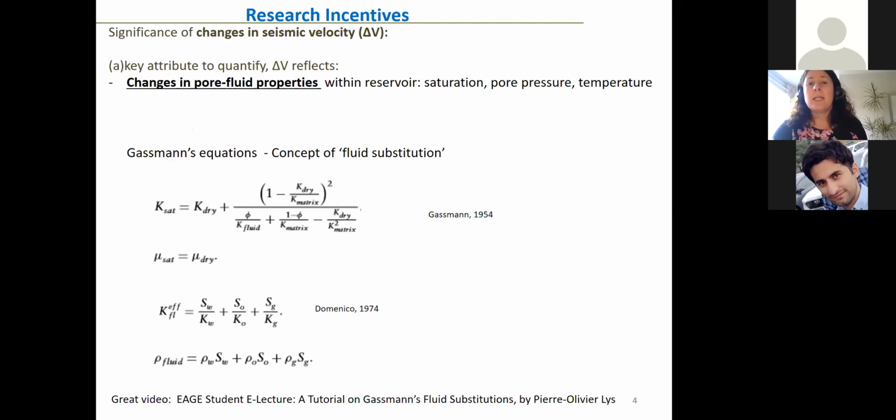So why do we need to know the changes in seismic velocity? What is their significance? So the first reason is they are key attributes of the subsurface, because change in velocity is related to changes in pore-fluid properties within the reservoir. And that has to do with changes in saturation, changes in pore pressure, and or temperature. And what is really the most common approach is this concept of fluid substitution.